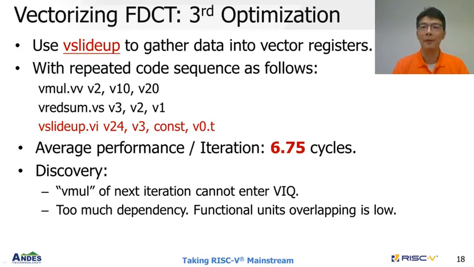In the third attempt, the developer decided to use a vslideup instruction to gather the reduction sum results into a vector register instead of storing them out one by one. For this change, the performance now becomes 6.75 cycles per iteration. From the pipeline display, the user found this time that due to strong dependency, the functional unit overlapping is low, and the vector multiplication instruction of the next iteration will be blocked for several cycles.